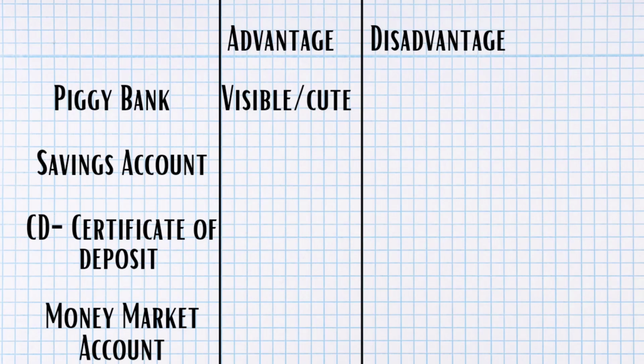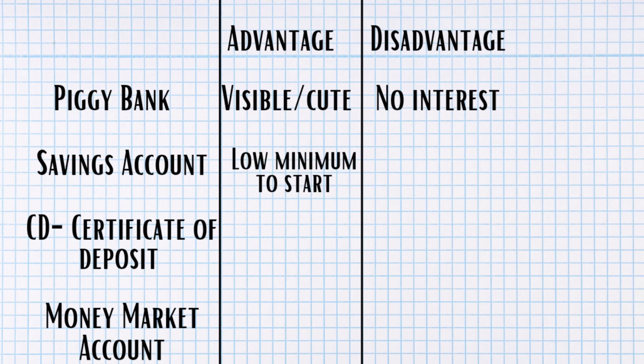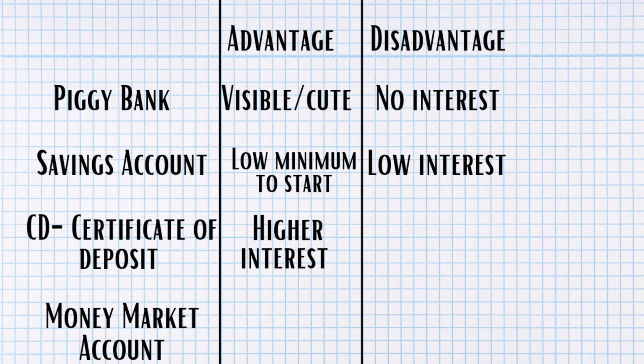Okay, so now let's talk about advantages. Those are good things about these different ways of savings. For piggy banks, they're visible and cute. A disadvantage would be something not so good or bad about the account. So there's no interest being gained each month when you have it in a piggy bank. For a savings account, an advantage would be a low minimum to start. You could start it with just a couple bucks, so that's awesome that you don't need a lot to start it. A disadvantage would be that it gains very low interest, so you're not making a lot of money each month from interest. Advantage of a CD is higher interest rate, so that's nice that it grows faster.